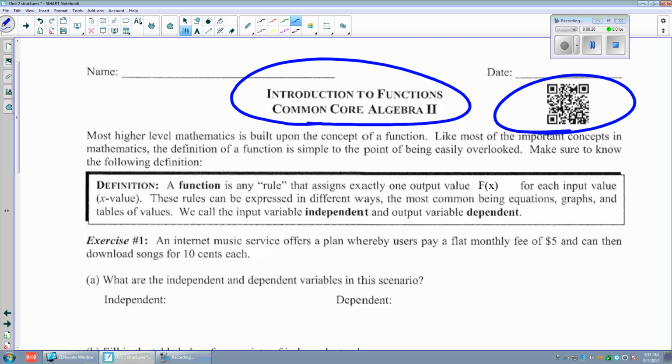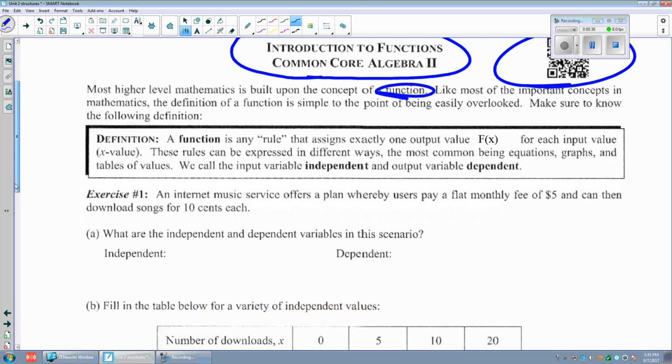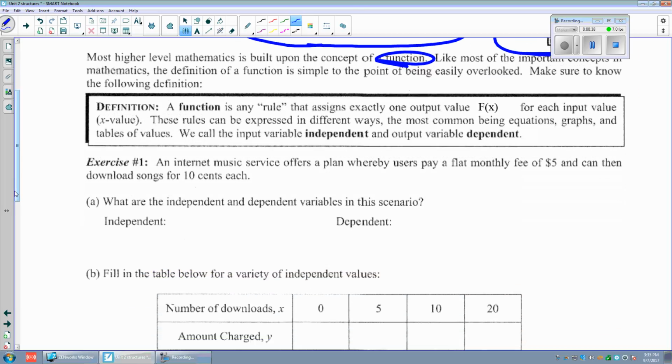Most higher-level mathematics is built upon the concept of a function. Like most of the important concepts in mathematics, the definition of a function is very simple and to the point of being easily overlooked. Don't make a mistake when you understand this definition. Make sure you know the following definition, because we've been doing functions for several years now. And yes, we have to know what a function is.